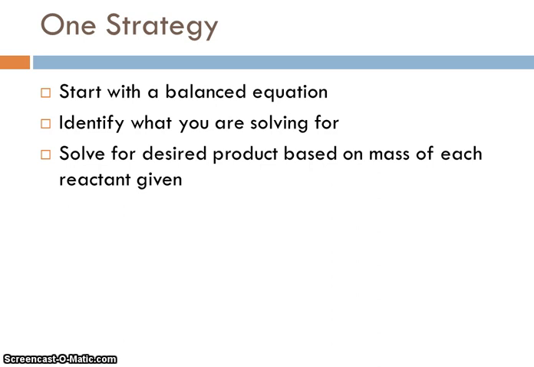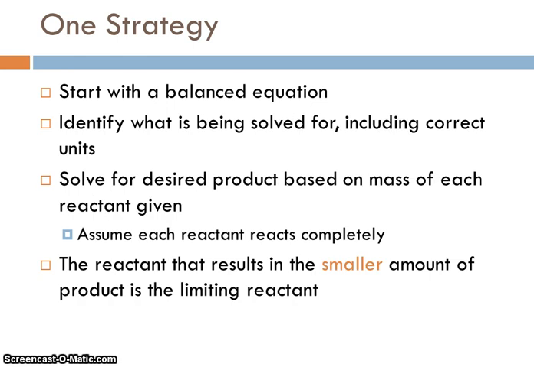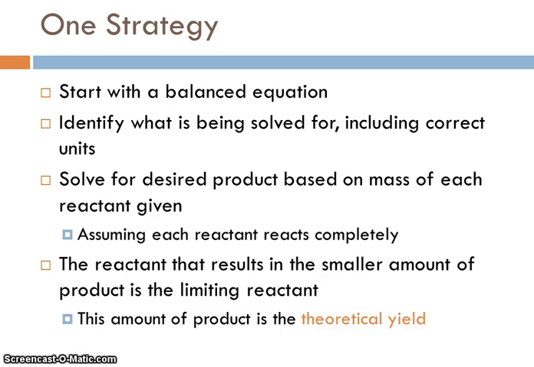So one strategy for solving these problems, of course, you have a balanced equation, you know what you're solving for, is to solve for the desired product based on the mass or moles of each reactant that you were given. So you're assuming here that each reactant is reacting completely, that is, being all used up. How much product would you get in that situation? You're going to do multiple factor label problems, one for each reactant that you were given. I said 2 on the slide, but sometimes, very rarely, you would need to do more. So you do those stoichiometry calculations, and the one that gives you the lesser amount of product, that reactant is the limiting reactant, and the other one is left over. And the smaller amount of product that you calculated gives you the theoretical yield of that product.